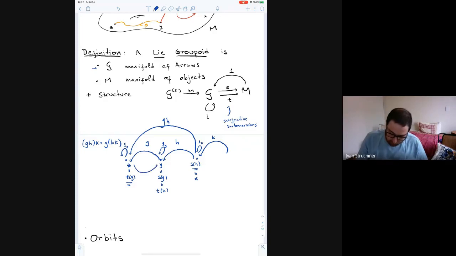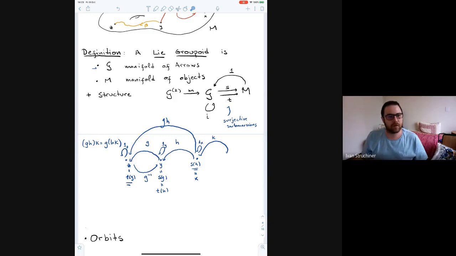Let's write it G minus 1. And then the usual things that you expect should happen, right? So if you, for example, multiply G and then do G minus 1, this should be the identity at the point source of G. If you do G minus 1 and then you do G, this should be the identity at the point target of G. If you do the identity times H, this should be just H, and so on.